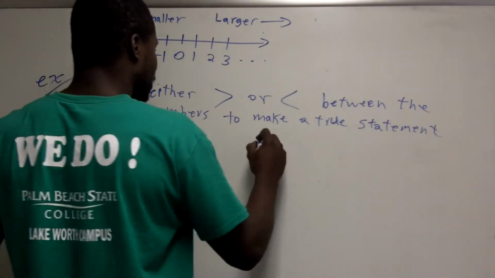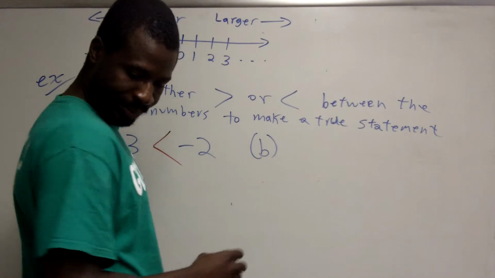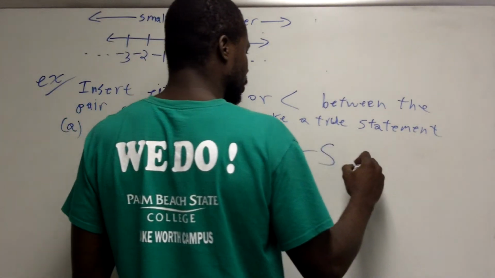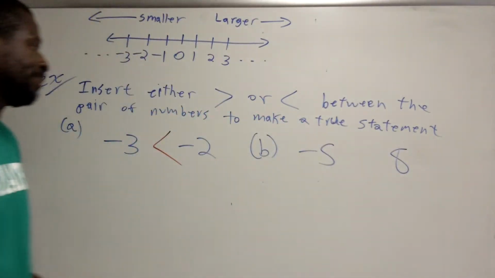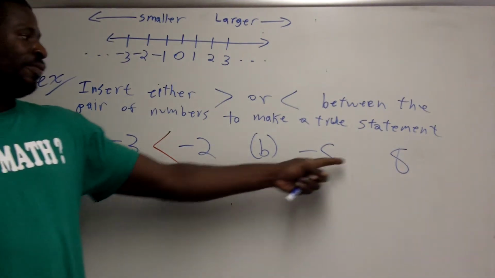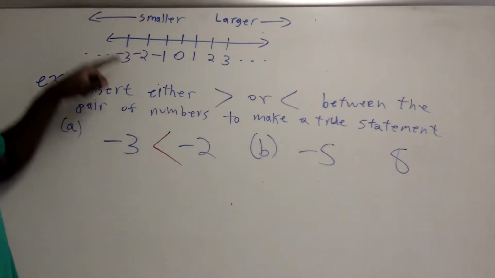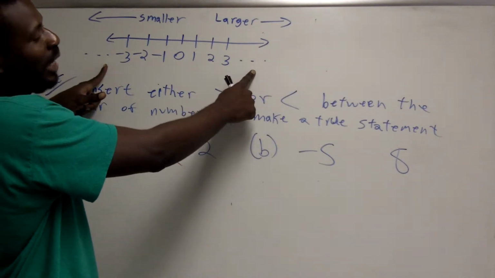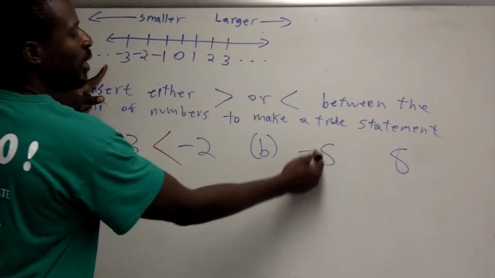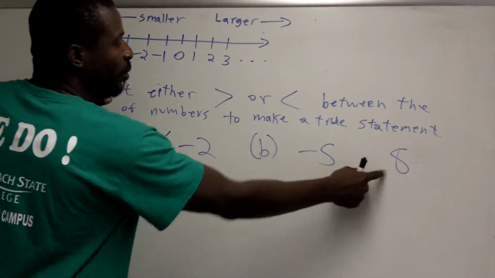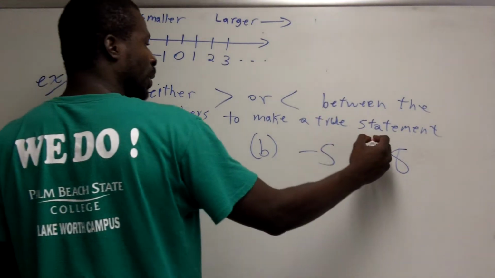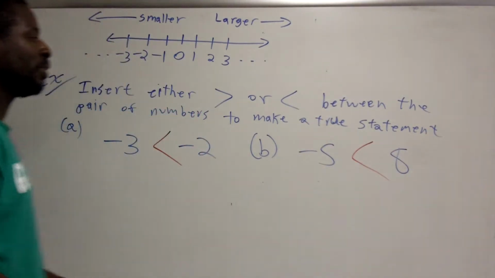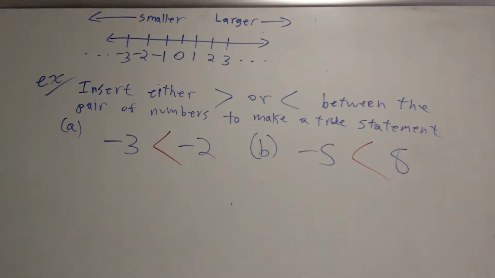All right, let's try a different pair of numbers. Part B, -5 and 8. On a number line, -5 would be on the left of 0, and 8 would be on the right of 0. That's true for any negative and positive number. It doesn't matter what the actual numbers are. If one is negative and the other one is positive, the negative one is always less than the positive one. So the symbol there would also be less than.